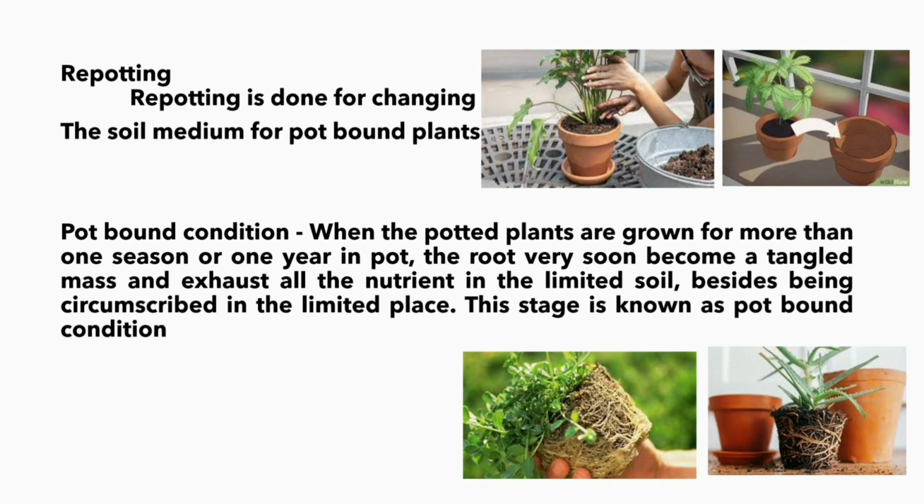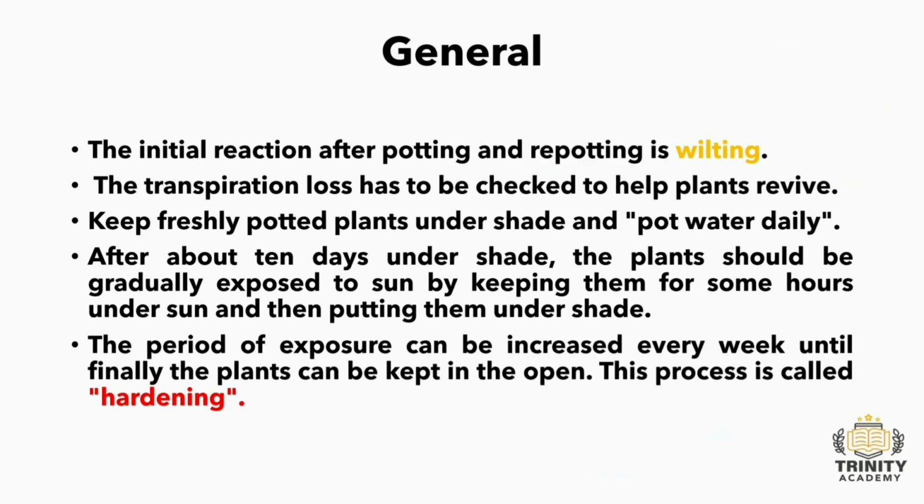The initial reaction after potting and repotting is wilting. The transpiration loss has to be checked to help the plants revive. Hence, keep freshly potted plants under shade and water the pot daily. After about 10 days under shade, the plants should be gradually exposed to sun by keeping them for some hours under the sun and then putting them under the shade. The period of exposure can be increased every week until finally the plants can be kept in the open. This process is known as hardening.